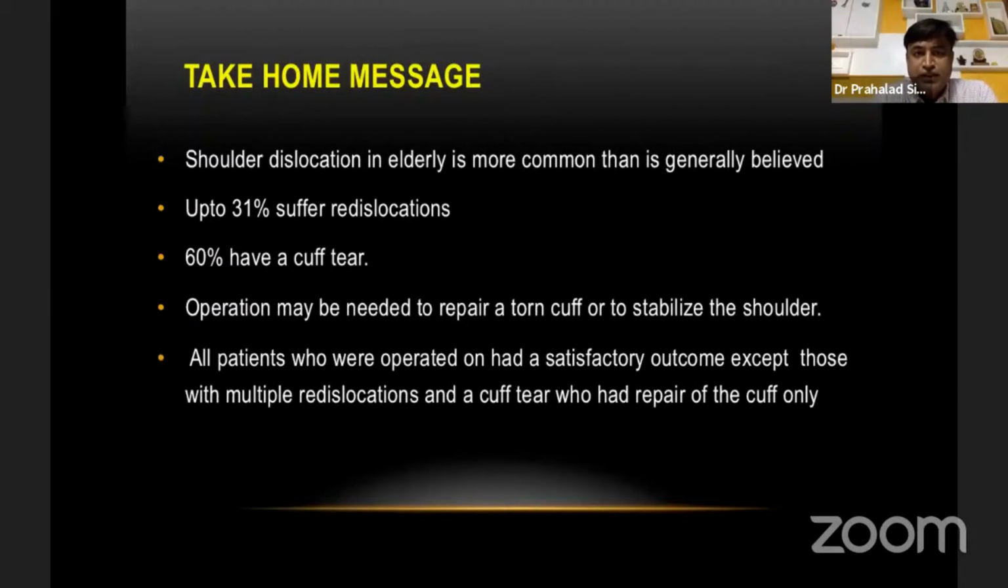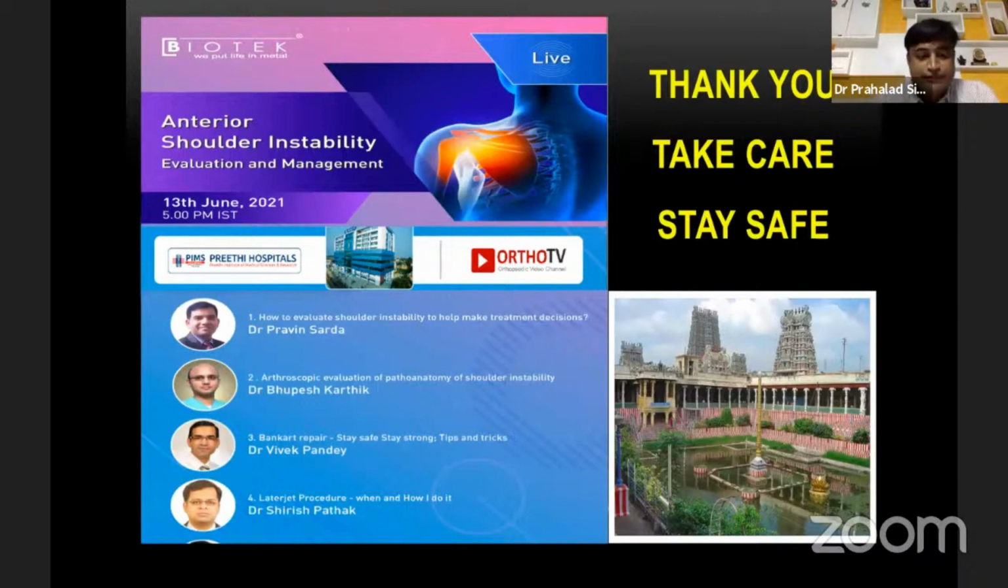Shoulder dislocation in the elderly is generally more common than we believe, and the redislocation rate is up to 31%. 60% have a cuff tear. So early identification and addressing this pathology has a very satisfactory outcome. If you miss the anterior capsulolabral pathology in small cuff tears, the patient will present to you with recurrent problems. So thank you, all.